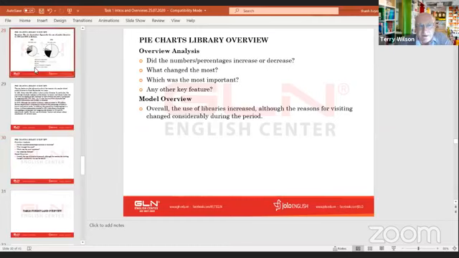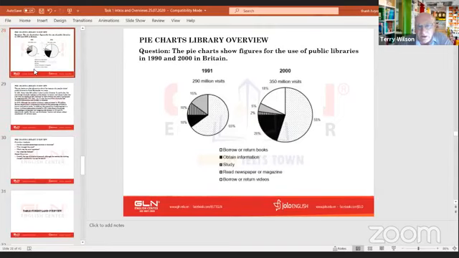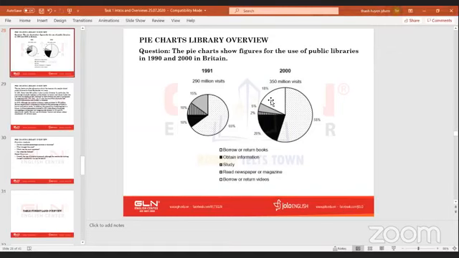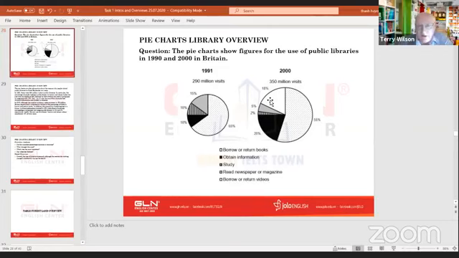And when we go back to the diagram, yes, all the reasons for using the library did change quite a bit. The fact that there is a new reason for using the library, that should not go in the overview because it's an exception. That should go in one of the body paragraphs.